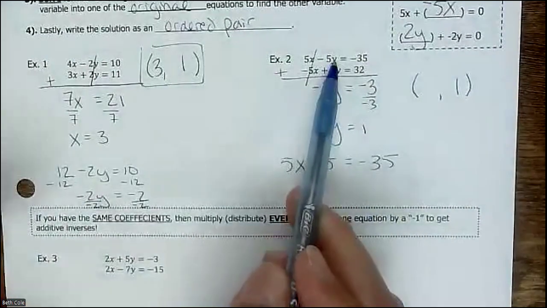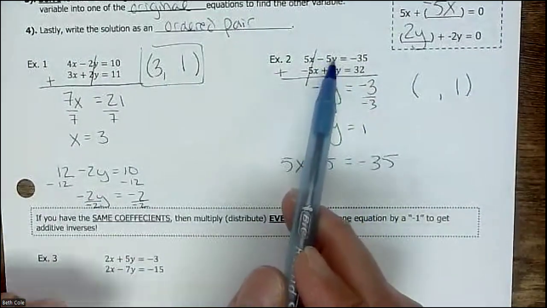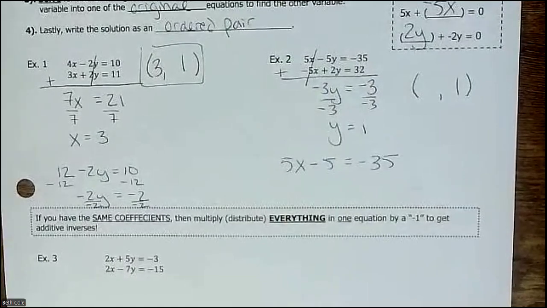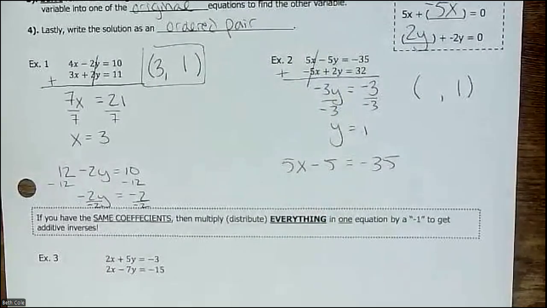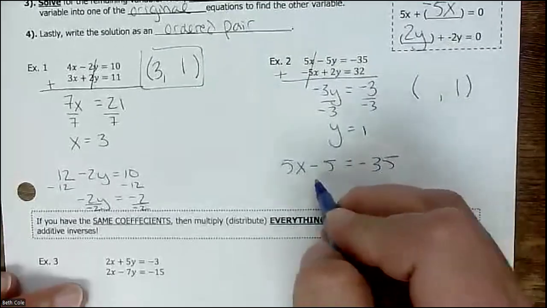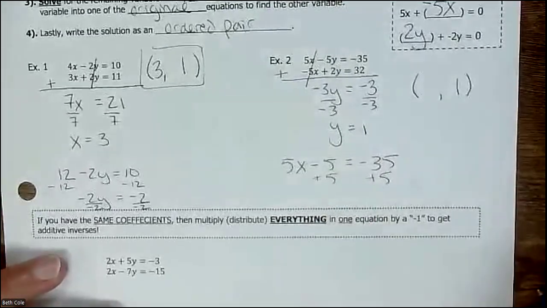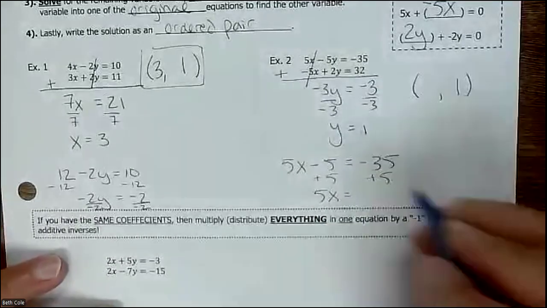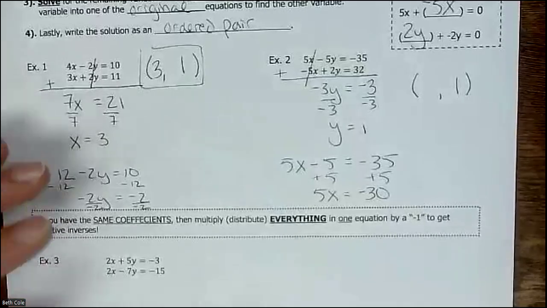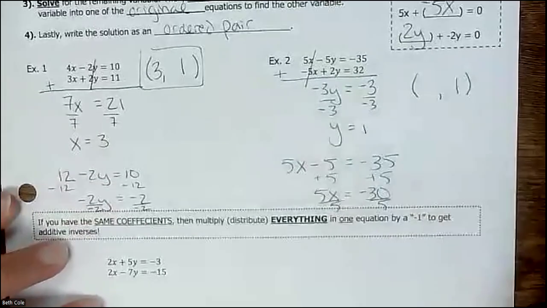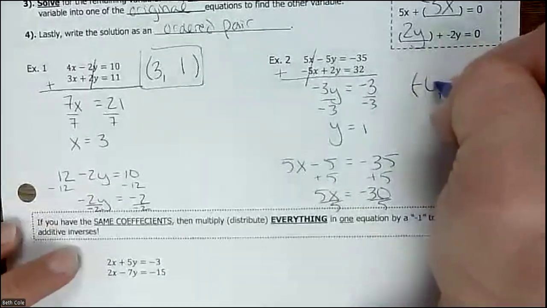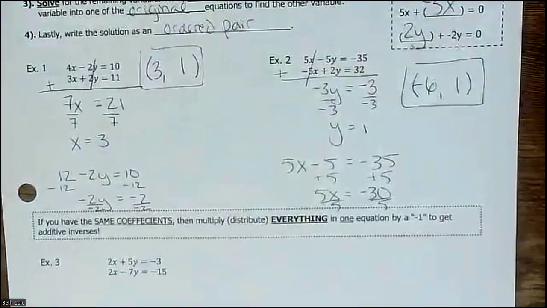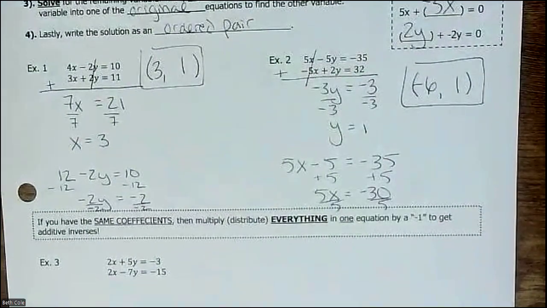We plugged 1 back in for y, so it kind of looked like it went away. No, if this was a negative 1, then the negatives would cancel and we'd have a plus 5. Good question. All right, and then what? Then you just keep going. Plus 5. So 5x equals negative 30. Divide by 5. It will be negative. Does anyone know 30 divided by 5? Negative 6. Now, I need to see you showing your work, but let me show you for a second.